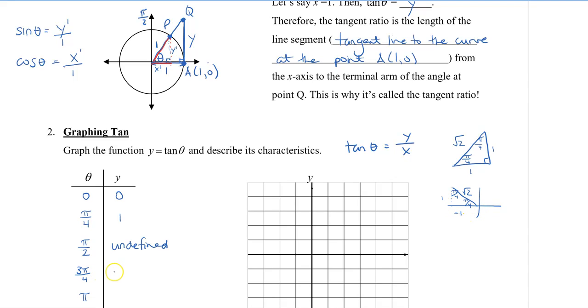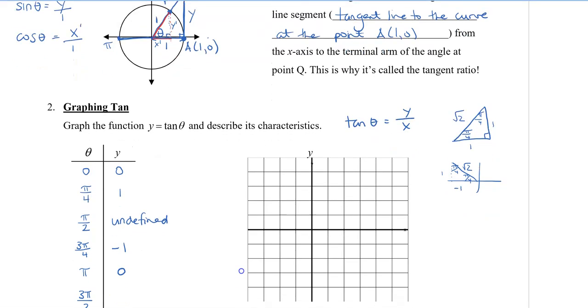So tan 3 pi over 4 will give me a y value of negative 1. Okay, then we're going to go tan pi. I'm actually going to go back to my unit circle again. So tan pi, this would be pi over here. So my height would be 0, and my x value would be 1. So I have 0 over 1, which means that this is going to be 0 again.